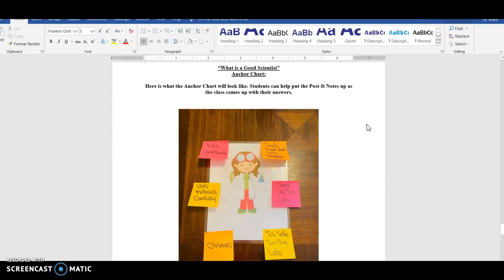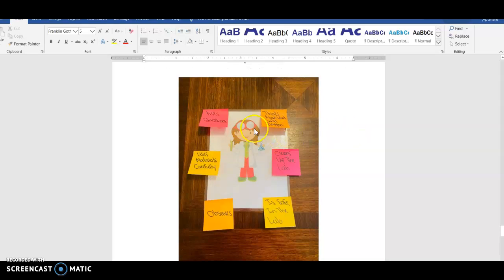What is a Good Scientist anchor chart? Here's what the anchor chart will look like. This is just an example that I created at home. Students can put the Post-it notes up as the class comes up with the answers. So I had a picture of a girl scientist, and then I had different colored sticky notes. I will read those. A good scientist asks questions, thinks about what will happen, cleans up the lab, is safe in the lab, observes, and uses materials carefully. That serves as a reminder and a reference for students when completing the rain cloud in a jar experiment.